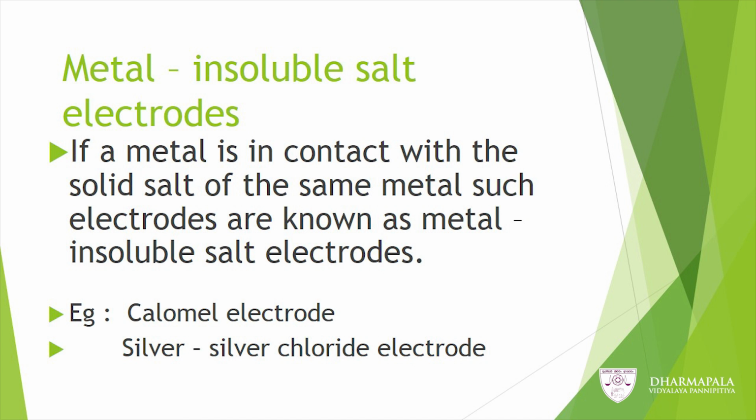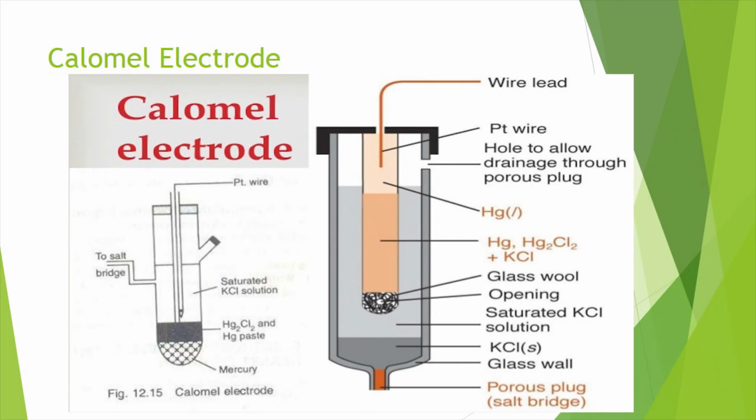Then let us consider metal insoluble salt electrodes. If a metal is in contact with the solid salt of the same metal, such electrodes are known as metal insoluble salt electrodes. Examples: calomel electrode, silver chloride electrode. In the calomel electrode, platinum wire is used to establish the electrical connection with an external circuit. A standard solution of KCl, or potassium chloride, is used for the electrical conductance.